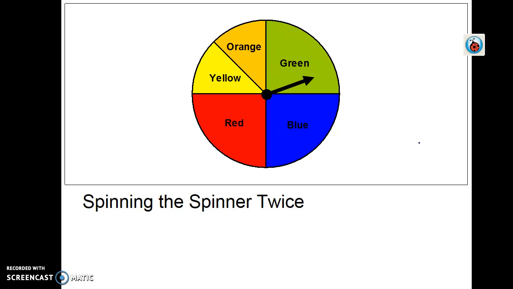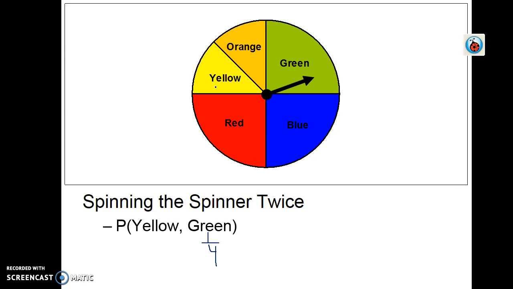This spinner is not equal, so you have to be careful when you're calculating the probability. But if I want to know what's the probability if I spin this spinner twice, if the first time I'm going to land on yellow and the second time I'll land on green. Well, let's look at green. What fraction of this spinner is green? 1/4. What fraction of it is yellow?